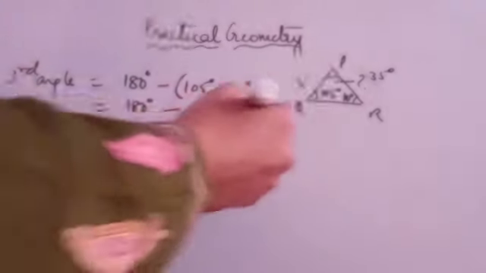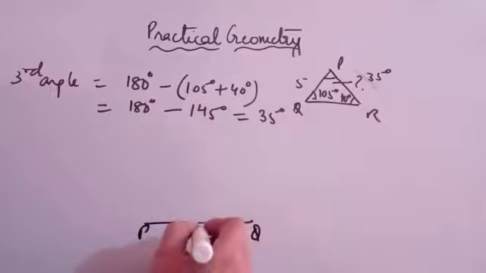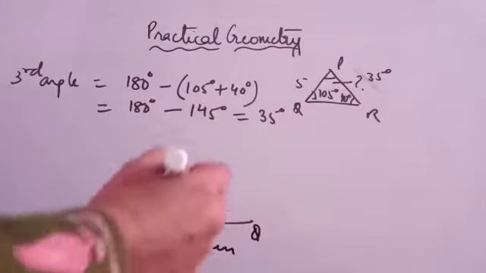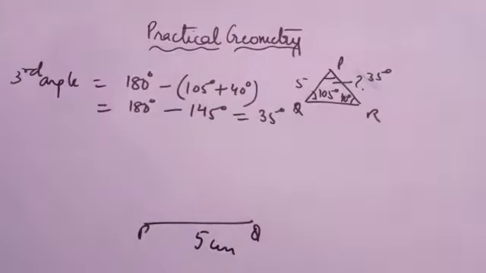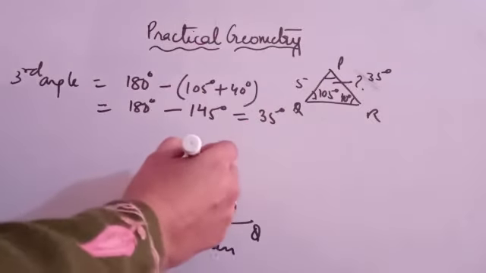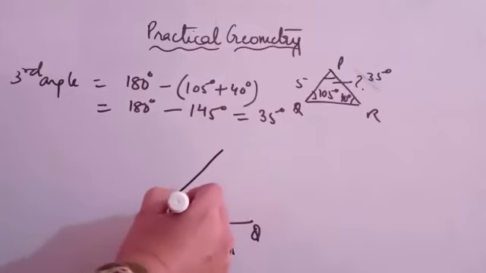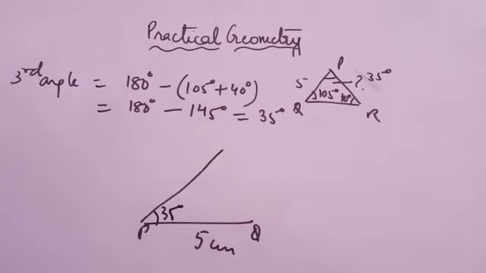Now this is 35 degrees, you can easily draw now. Draw the base PQ as 5 centimeter. On P, draw an angle of 35 degrees, and it is the angle which has to be drawn with the protractor. So keep the protractor here and draw an angle of 35 degrees. At Q, the angle is 105.